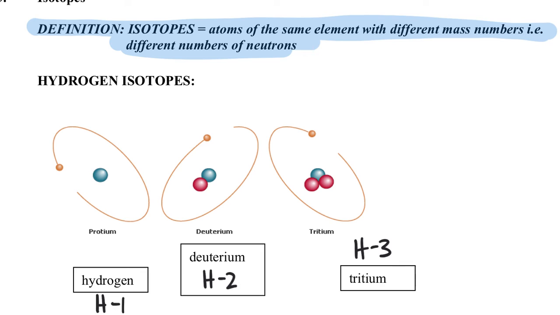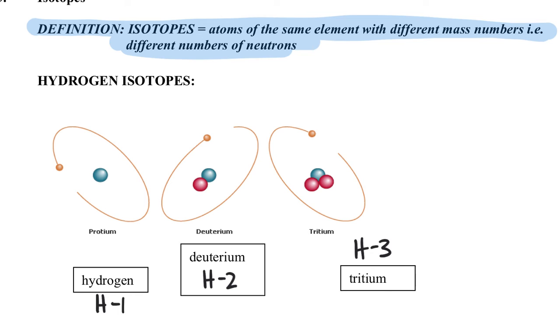In nuclear physics, isotopes are a very important concept. Now, an isotope is atoms of the same element with different mass numbers. In other words, a different number of neutrons. So that is key. If atoms come from the same element, their atomic number will be the same. In other words, their proton number will be the same. But the number of neutrons in the nucleus will determine what isotope it is.